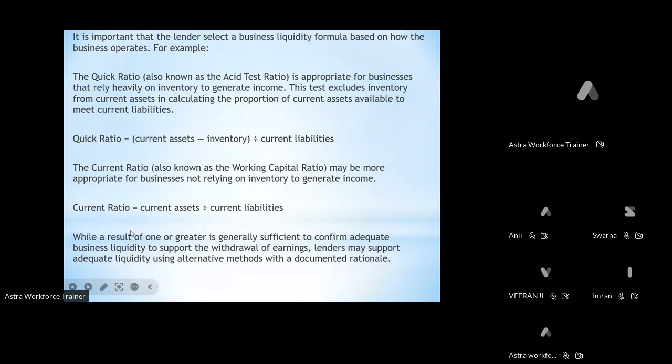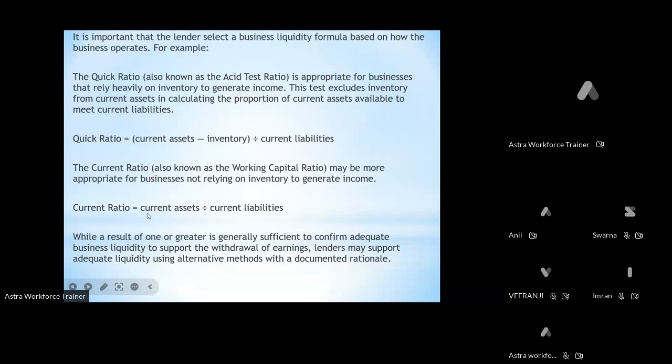A result of 1 or greater is generally sufficient to confirm adequate business liquidity to support the withdrawals of earnings. The lender may support adequate liquidity using alternative methods with documented rationale.